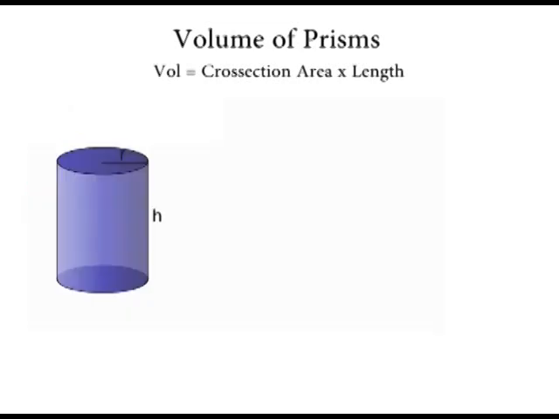For a cylinder, the cross-section is a circle. In this case, the length will be the height. Volume is equal to area times height, that is pi r squared times height. Let's take an example.